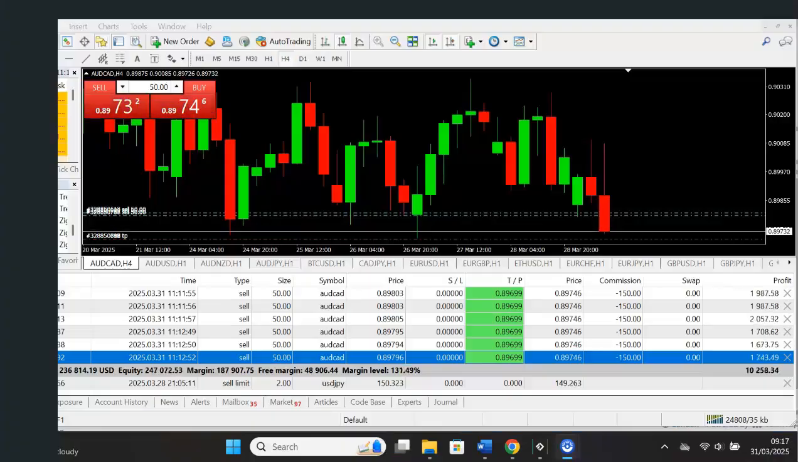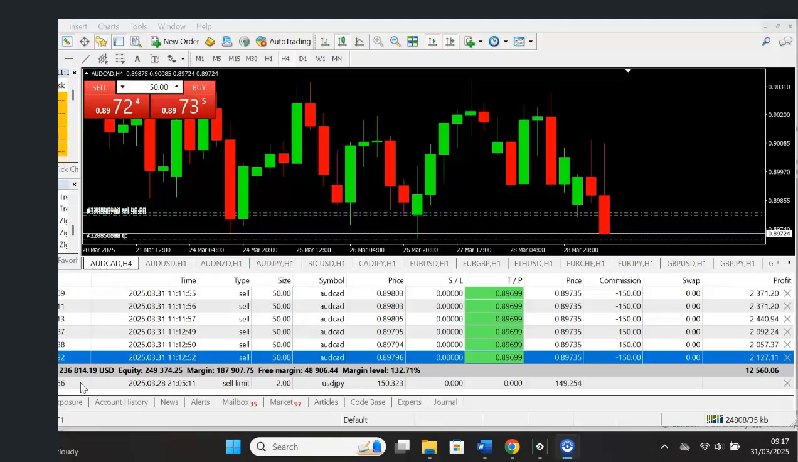Over £9,000. We ended up with over £14,000 on this particular trade. It's just a basic strategy with our indicators. Without the indicators, there's no way we could have taken this trade here. So again, a very brilliant trade on the 31st of March, on the Aussie Canadian dollar, on a sell.